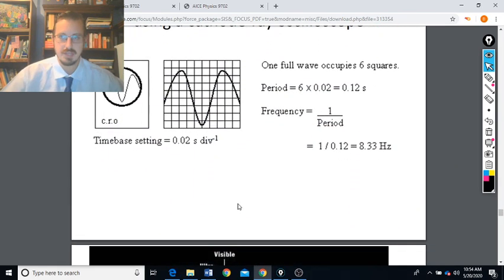Another worked example here. They're telling us one full wave occupies 6 squares, and so if they go from this point over to maybe that point right there, we've got 1, 2, 3, 4, 5, 6 divisions, and each division is 0.02 seconds, so the period is 0.12 seconds, right? Just counting from 0.02, 0.04, and so on until you get to this, and then do the inverse, 1 divided by the period, so this wave here would have a frequency of 8.3 hertz.